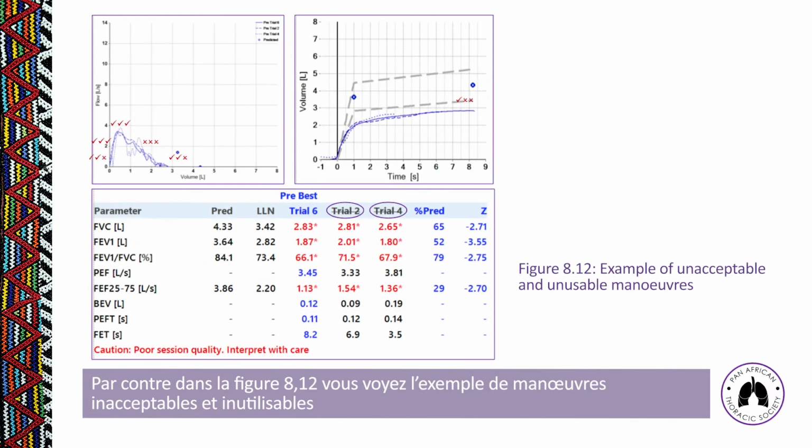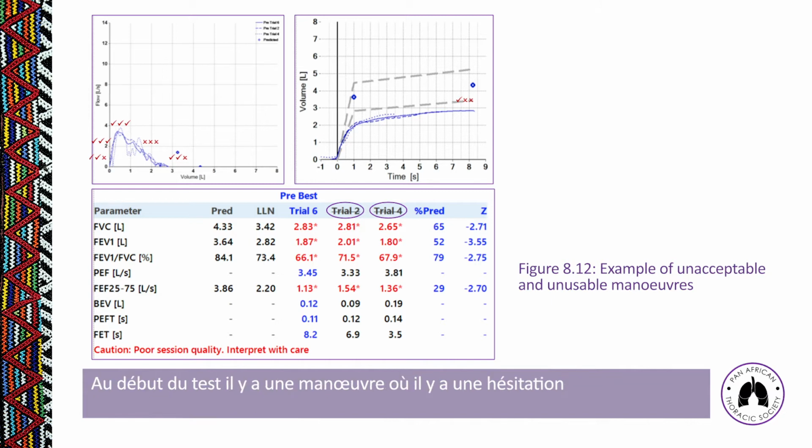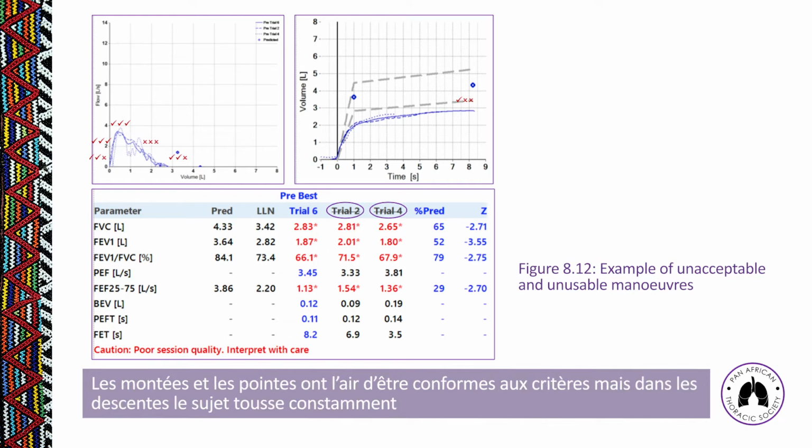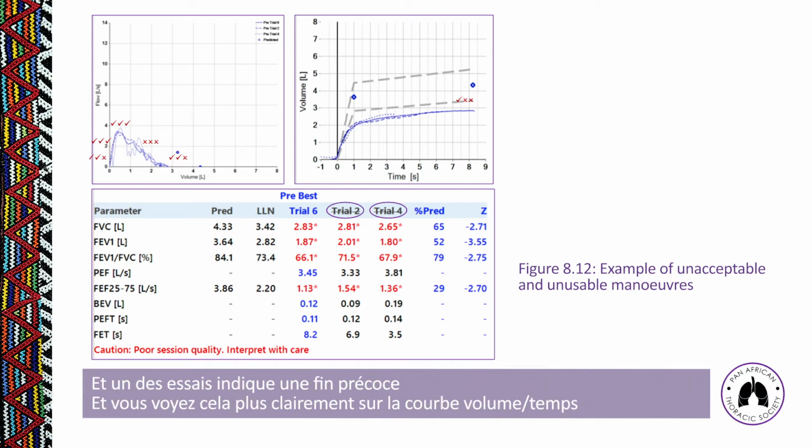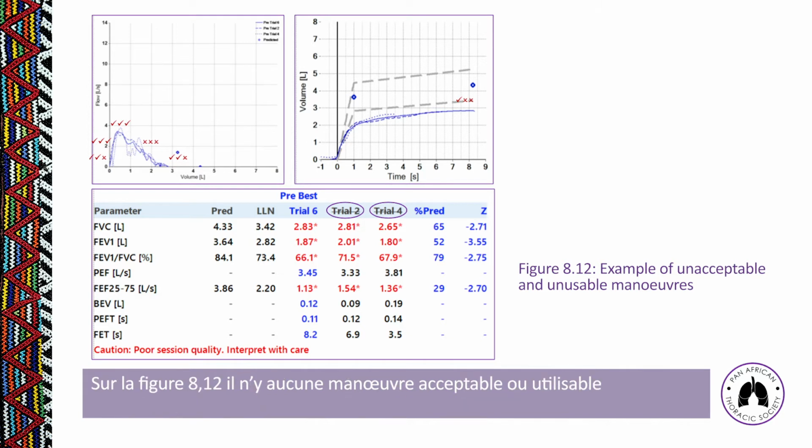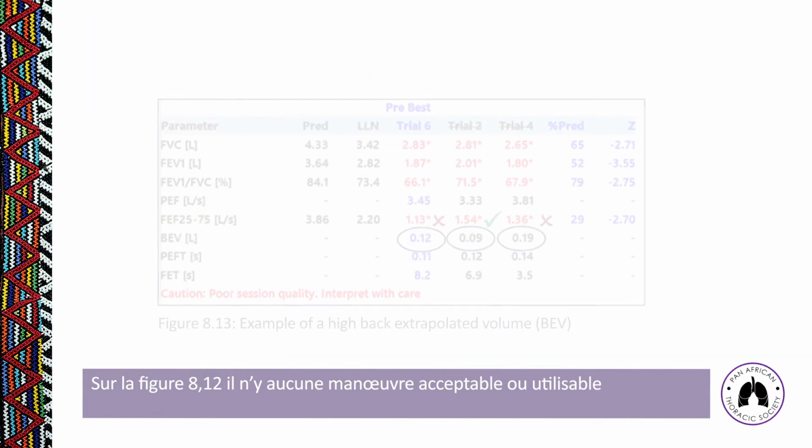On the other hand, in figure 8.12, you can see an example of unacceptable and unusable maneuvers. At the start of the test, there is one blow that has a hesitant start. The rises of the test look alright, and the peaks look okay, but in the downward curve there is coughing throughout. And in one of the tests, there is early termination. And you can see this far more clearly on the volume time graph as well. On figure 8.12, there's no acceptable and there's no usable maneuvers.